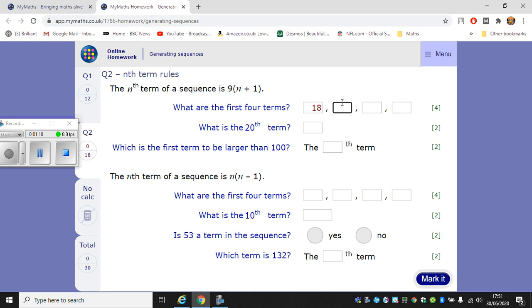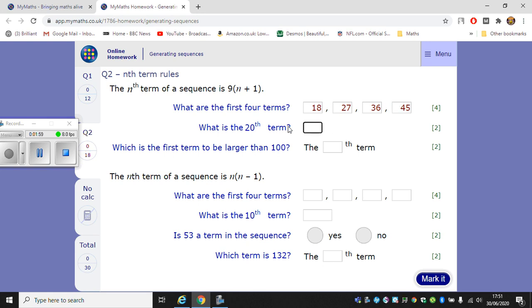Looking at the second term, position number 2, I now need to replace n with 2. So 2 plus 1 makes 3, and then 9 times 3 gives us 27. Position number 3, the third term, I replace n with 3, so 3 plus 1 is 4, and 9 times 4 is 36. And then position number 4, replacing n with 4, we'd have 4 plus 1, which is 5, and then 9 times 5 is 45.